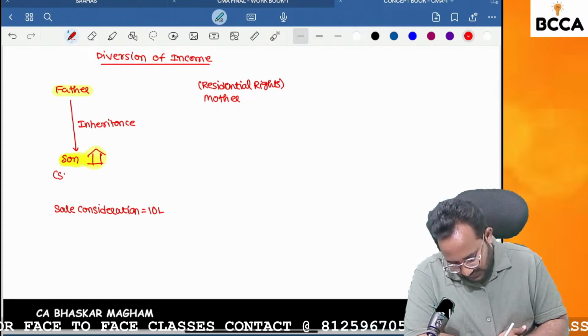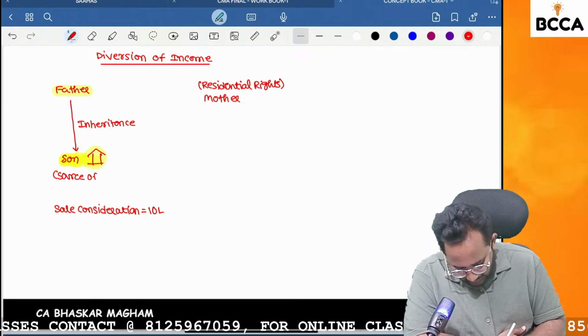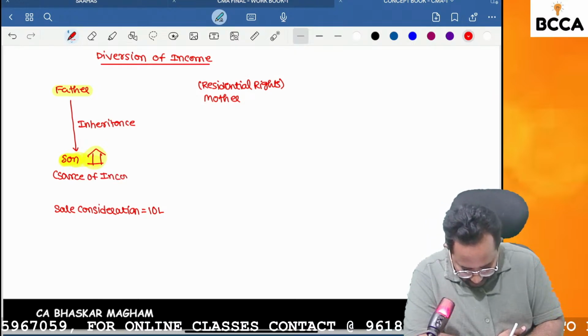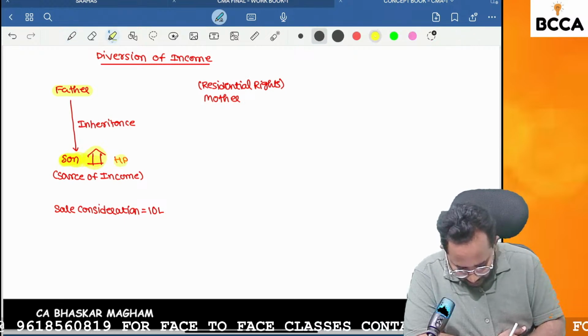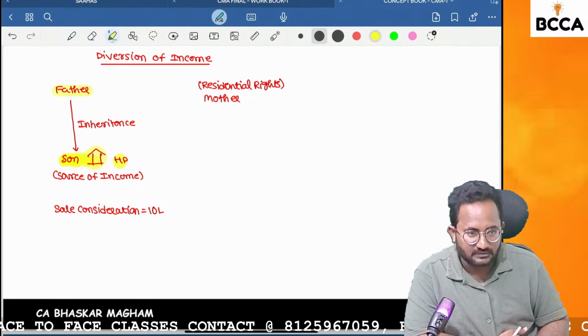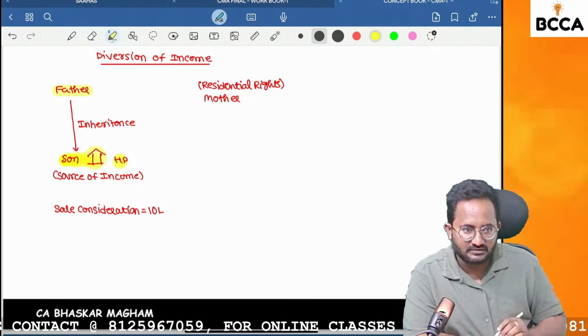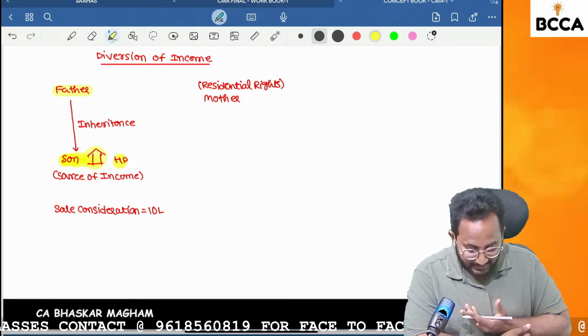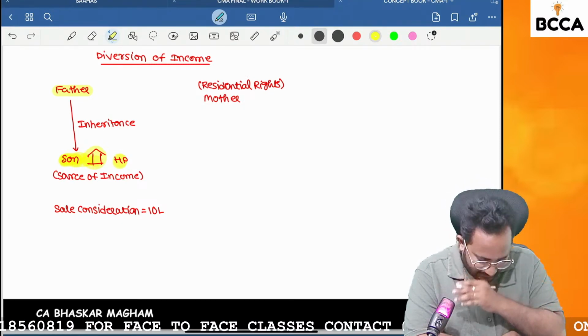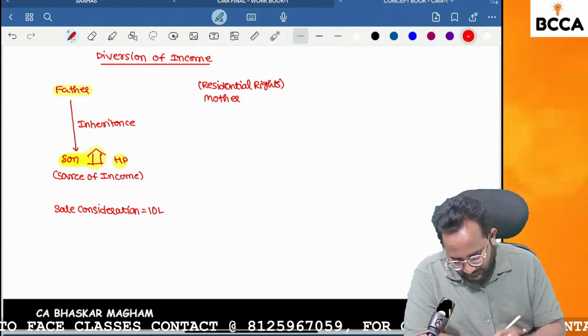What is the source of income for the son? House property only. From this house property only he generated that income. Can you tell me whether this is a revenue receipt or a capital receipt? Capital receipt. By way of selling the source of income, he earned the income.